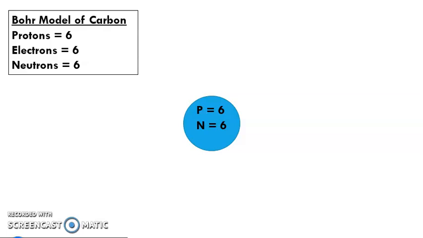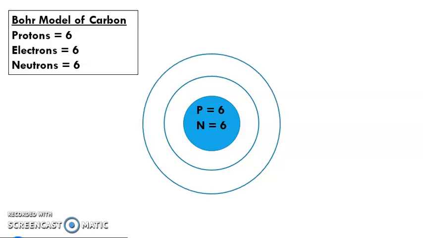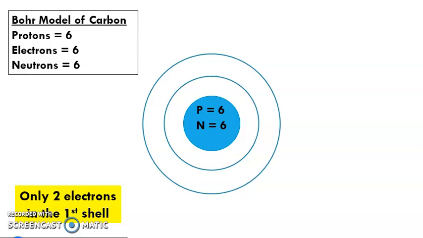Now, again, remember, carbon has 2 energy levels. Let's draw those in as well. So here's the first energy level and the second energy level. All we need to be doing is placing electrons on these energy levels. Remember that there's only 2 electrons allowed on the first shell, but we have 6 total to place.